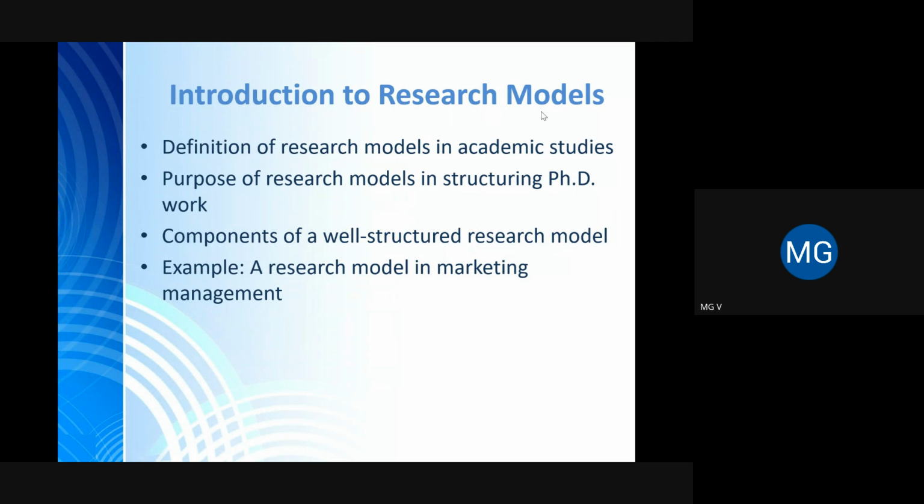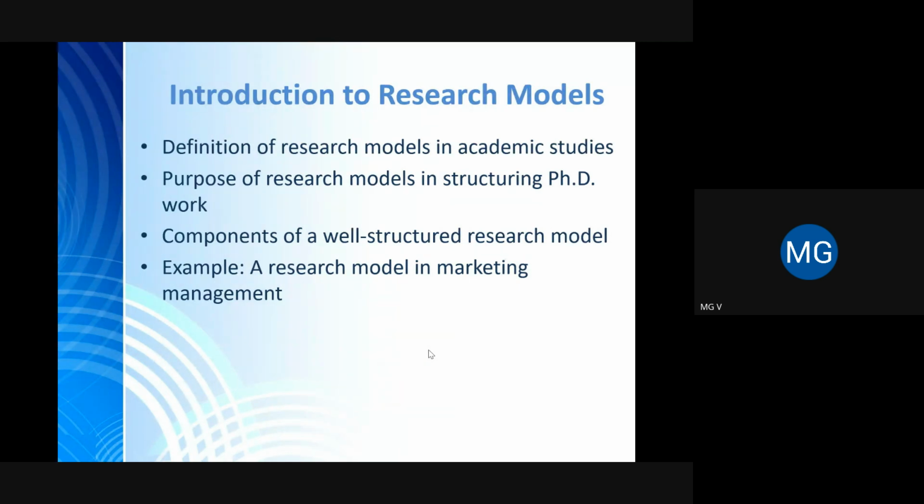So to begin with, let me introduce the topic to you all first. That is Introduction to Research Models. As we all know, research models form the foundation of structured academic inquiry. A research model provides a systematic approach to framing a study's hypothesis, variables, and methodology. It ensures logical coherence and empirical rigor, helping you to achieve research clarity. A research model typically consists of theoretical constructs, variables, and relationships that guide the research process.